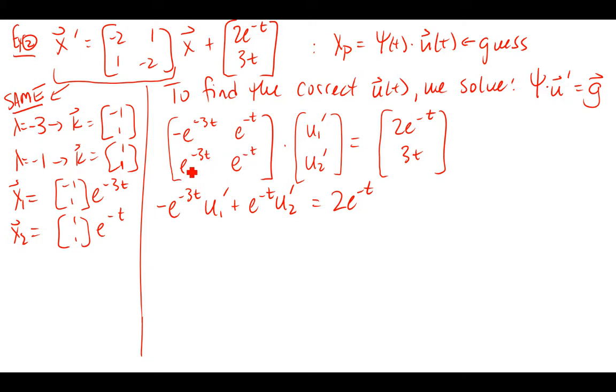My bottom row says take this second row and multiply, so I get e to the -3t u1 prime plus e to the negative t u2 prime, and apparently that's supposed to equal 3t. Oh, did I do 3t?